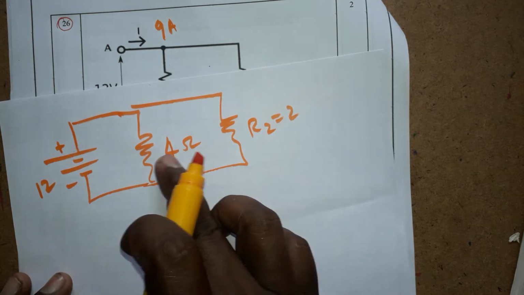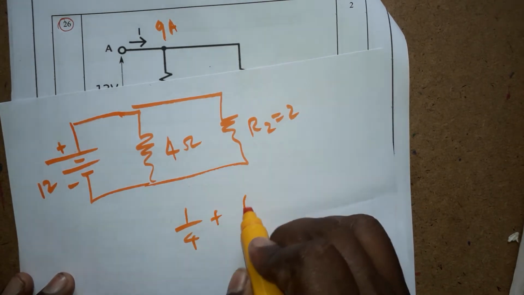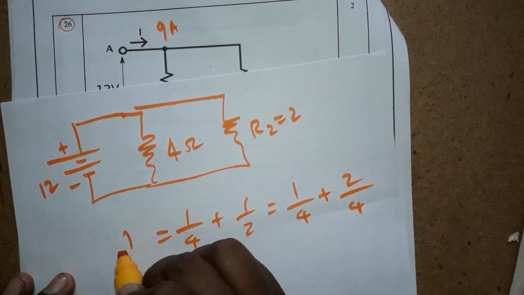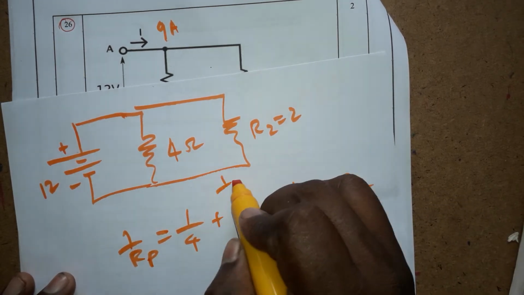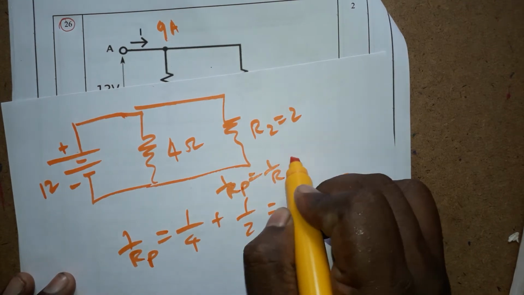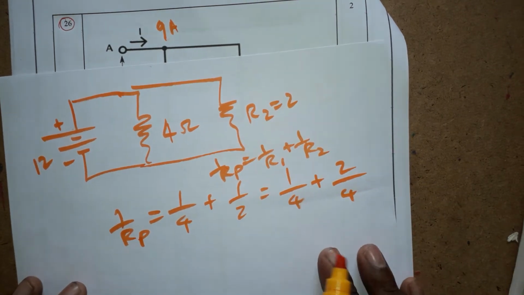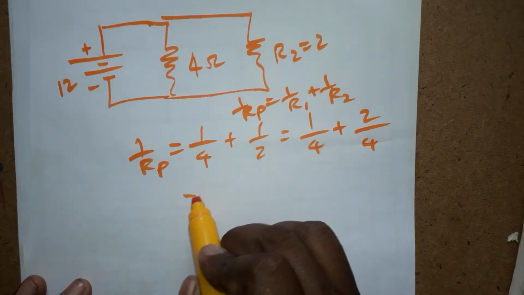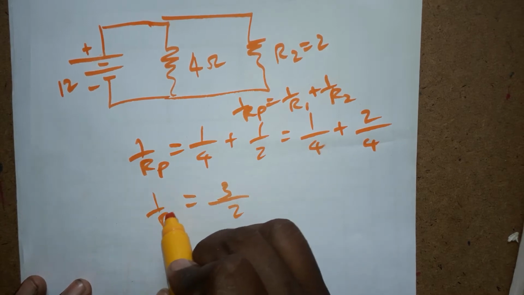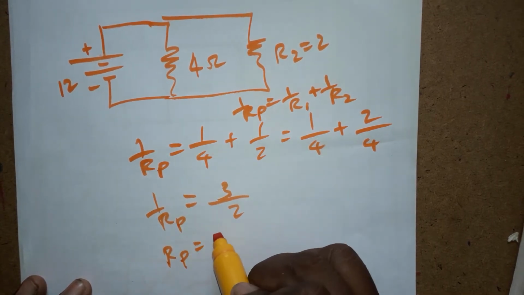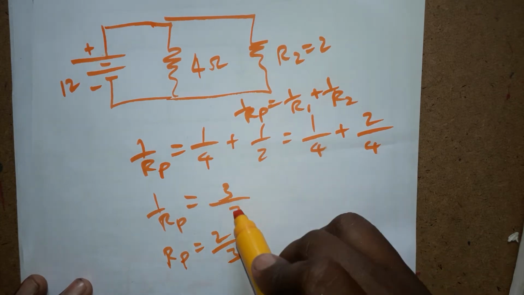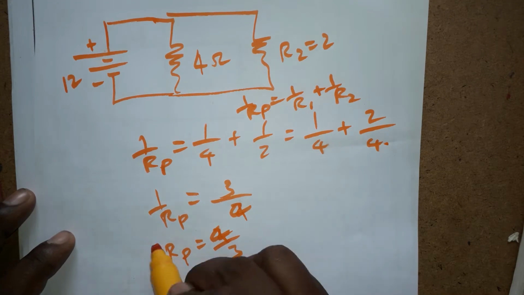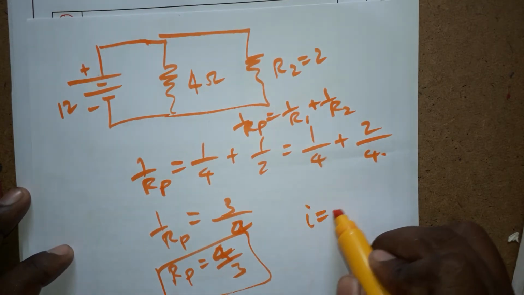We'll check it. Okay, so this 2 in parallel, 1 by 4 plus 1 by 2, I'll get as 1 by 4 plus 2 by 4. So I am taking the total resistance. 1 by Rp is equal to 1 by R1 plus 1 by R2. So I'll get R1 as 4 ohms, R2 as 2 ohms. I am taking the common LCM, so we'll get 3 by 4. So 1 by Rp is 3 by 4. Sorry, Rp is 4 by 3, because we have to flip the equation. So I'll get Rp as 4 by 3. So current is flowing as 9 ampere.